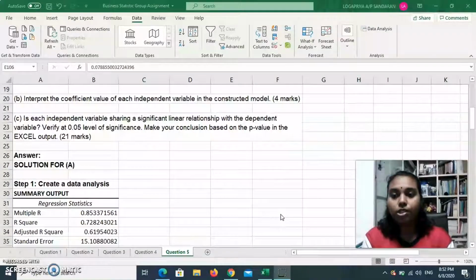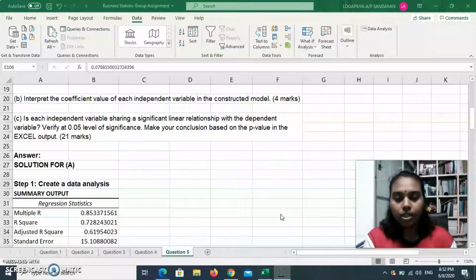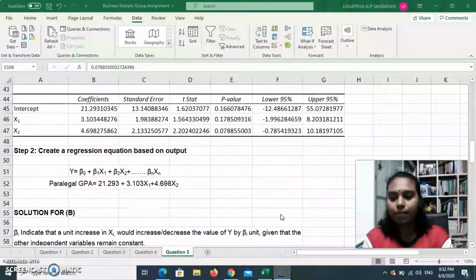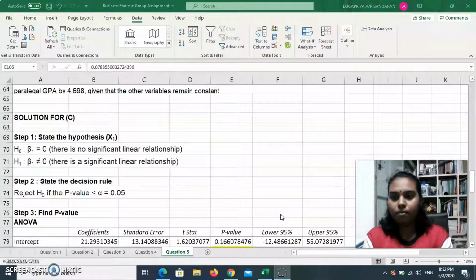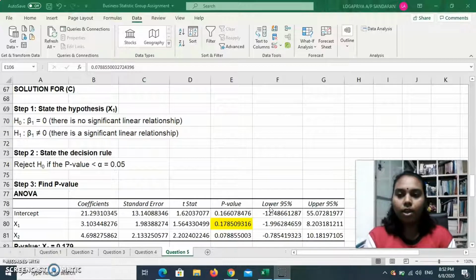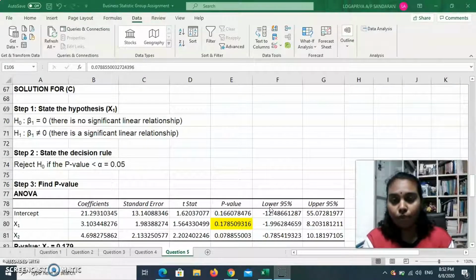Today I'm going to solve problem 5, question C: does each independent variable share a significant linear relationship with the dependent variable? Verify at 0.05 level of significance. Make a conclusion based on the p-value in the Excel output. So I'm going to show you the steps for solution C. Since there are two independent variables, x1 and x2, I'm going to show the steps to make a conclusion for x1.